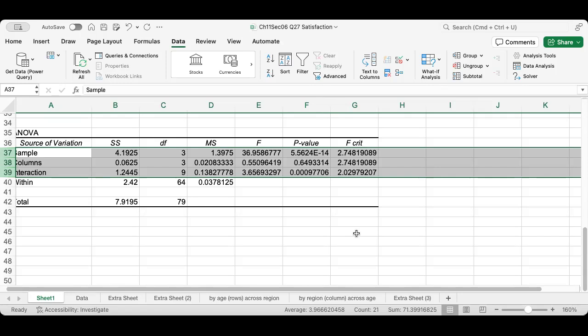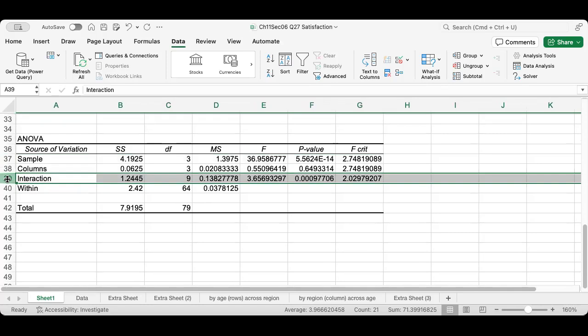And that means what? The location is not important. Satisfaction does not depend on where my people are located. They're just as satisfied in the Northeast as they are in the West, as they are in whatever my 4 categories were. Interaction. Is there an interaction effect?